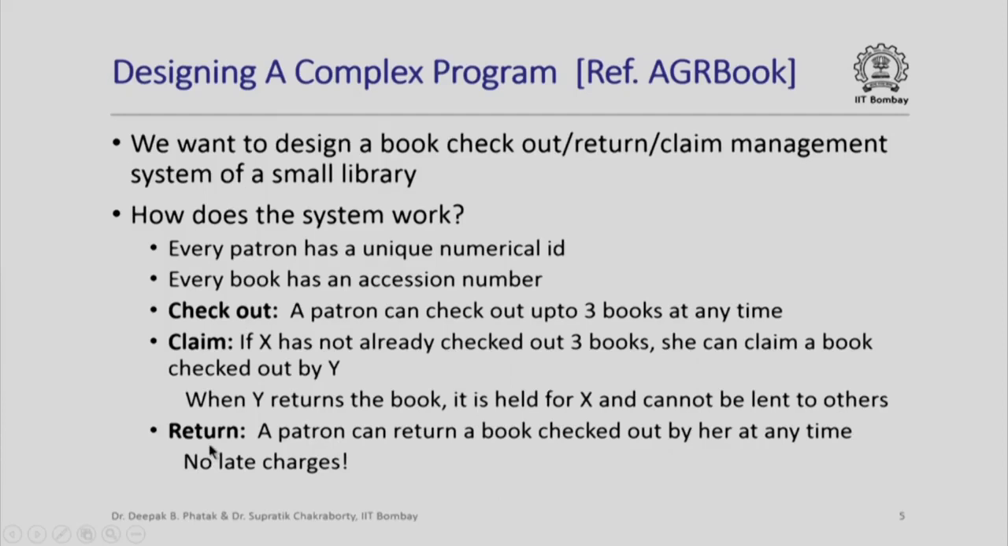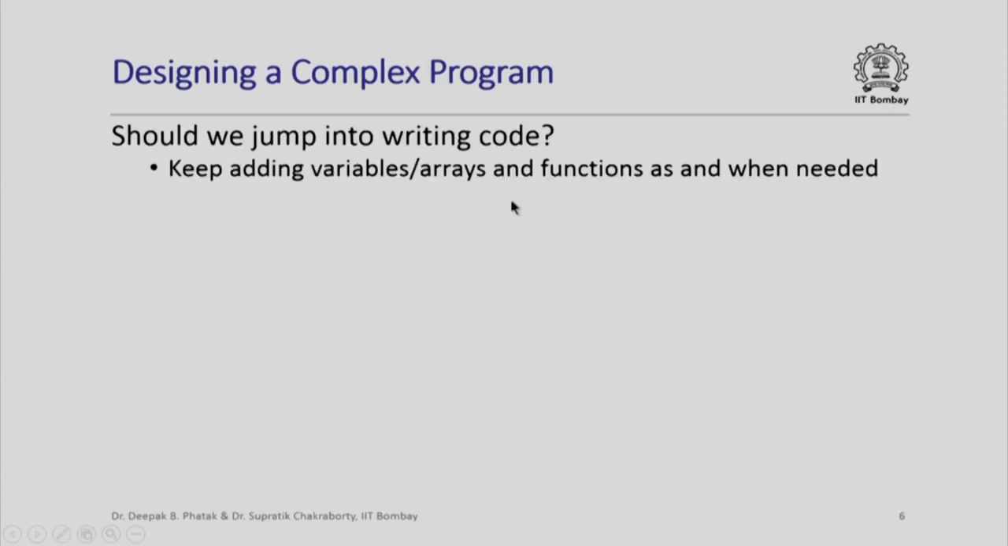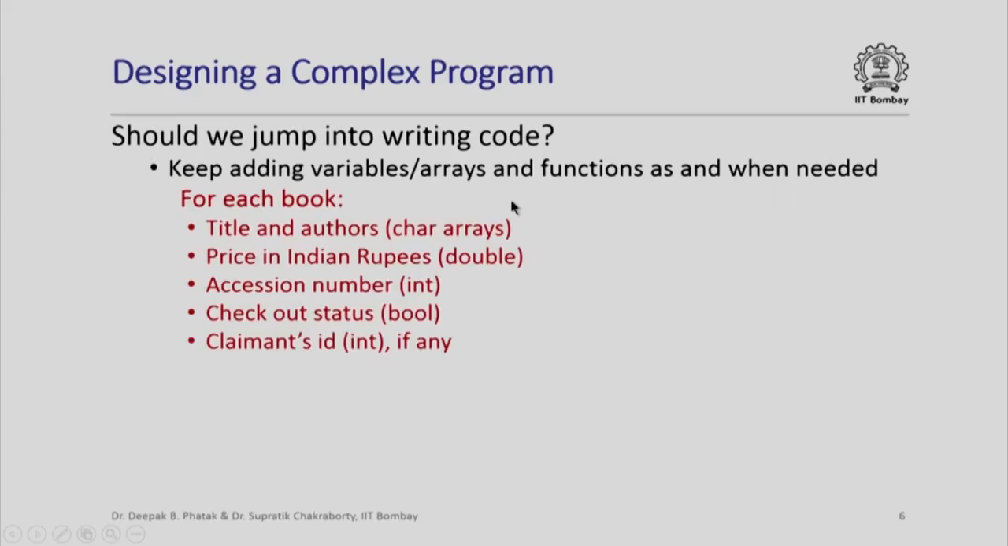So how are we going to implement the information management system for keeping track of checkouts, claims and returns for this small library? Should we jump into writing code straight away and then keep adding variables or arrays and functions as and when needed? Well, if we try to do that, the first thing that we have to realize is that for each book there are several kinds of information that I must store in my information management system.